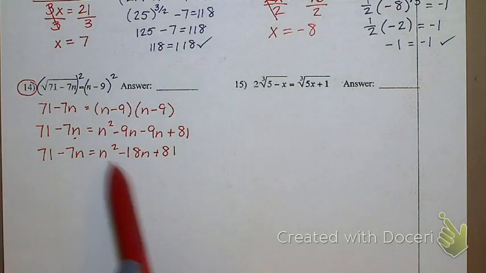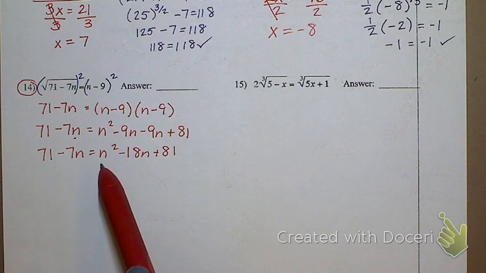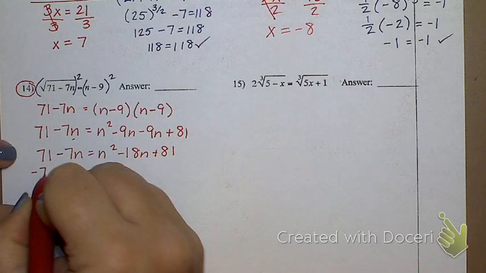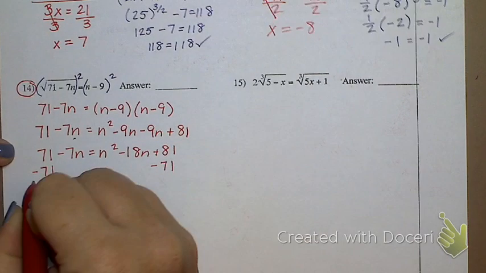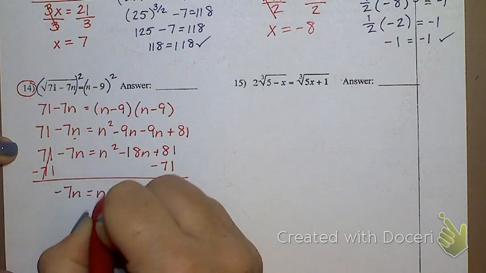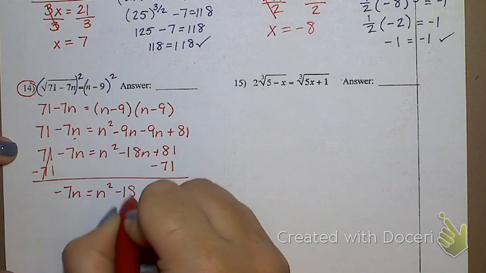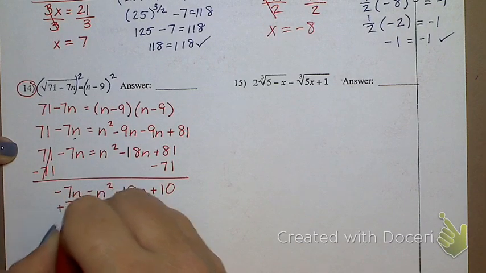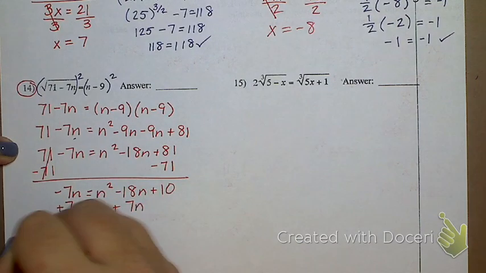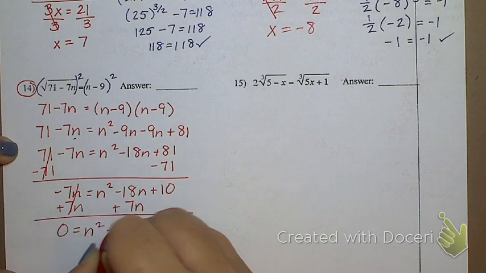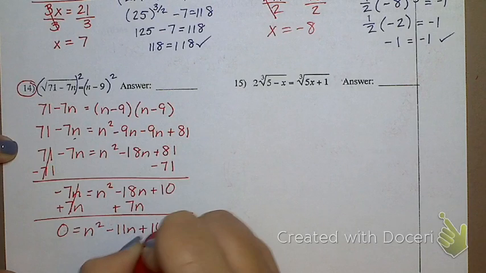Since I have an n squared, I need to get everything to the same side as the n squared so I can factor to get my answers. So I'm going to subtract 71. So negative 7n equals n squared minus 18n plus 10. And then I'm going to add 7n. 0 equals n squared minus 11n plus 10.